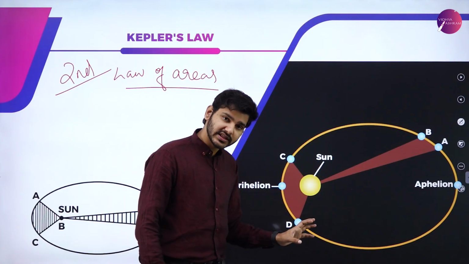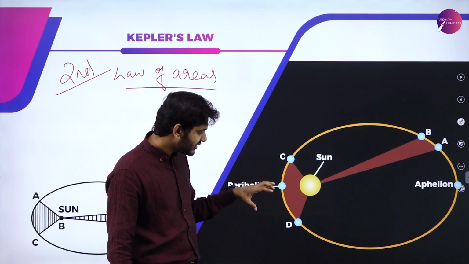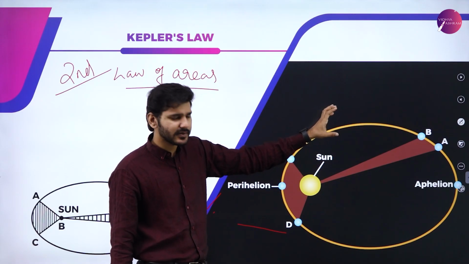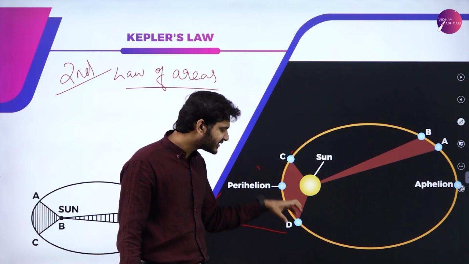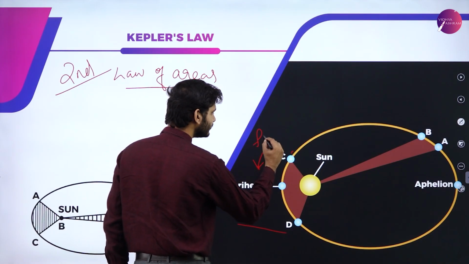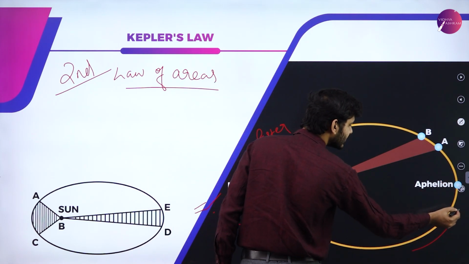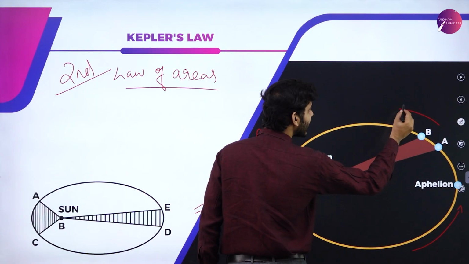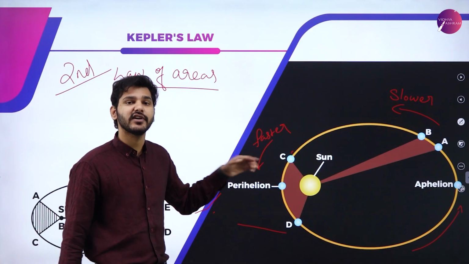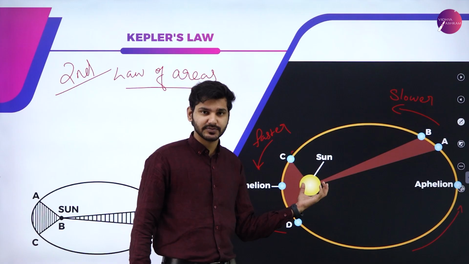So the important thing is that when Kepler observed and did calculations, he observed that when the planet is moving around this elliptical path, it just so happens that the planet moves faster near the sun. That is, here it moves faster and here it moves slower. So here the planet moved slower and here it moved faster. Why did this happen? Obviously it is because the sun is placed closer to this particular side.